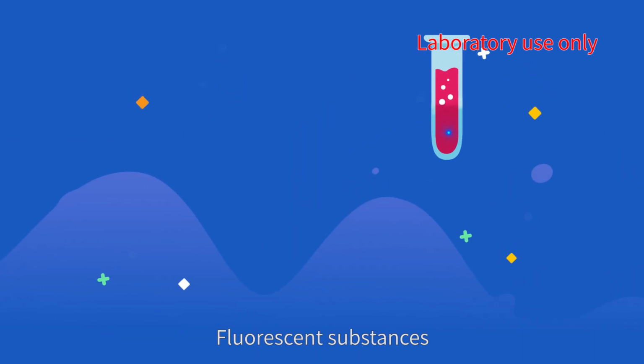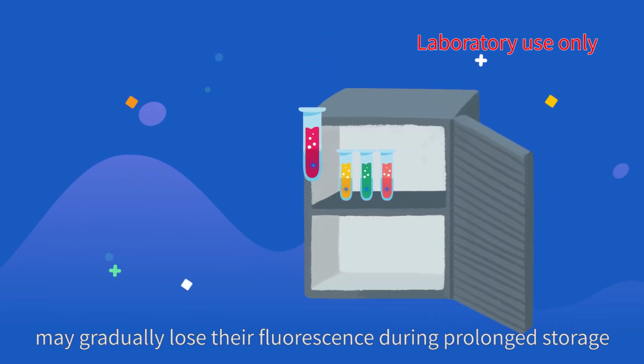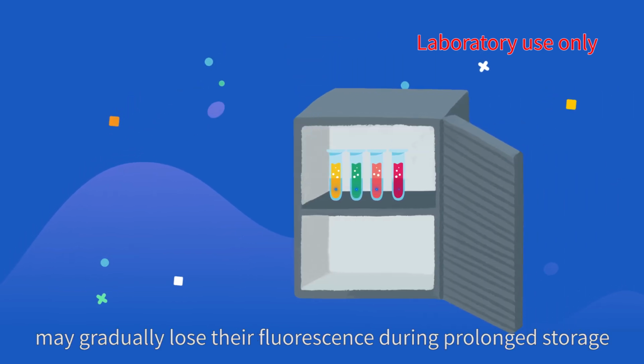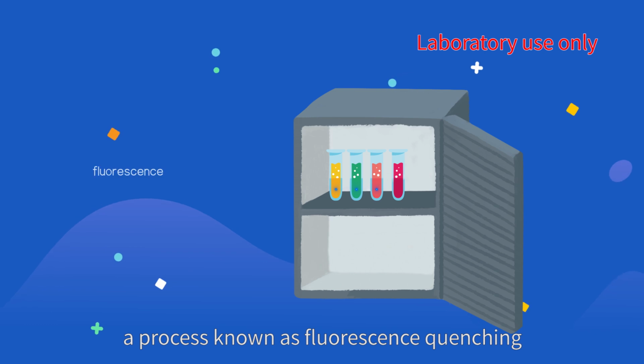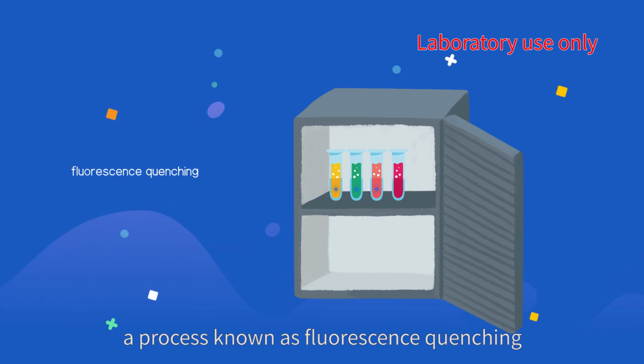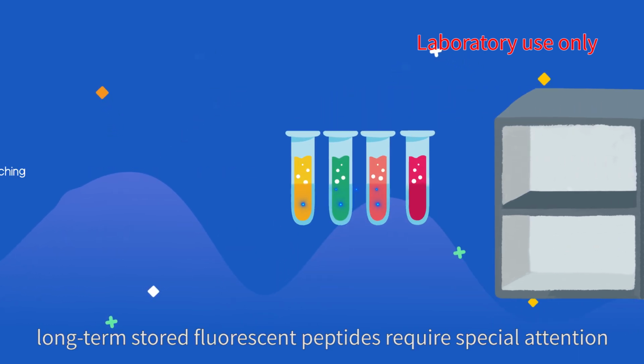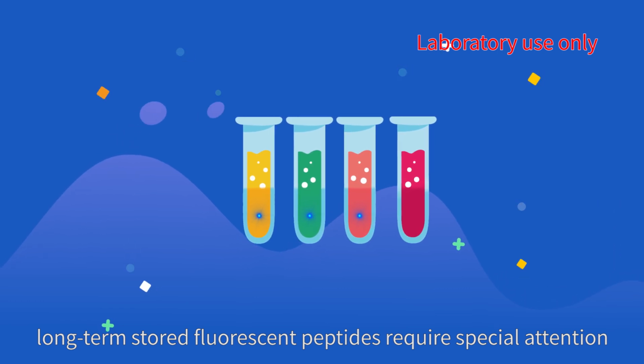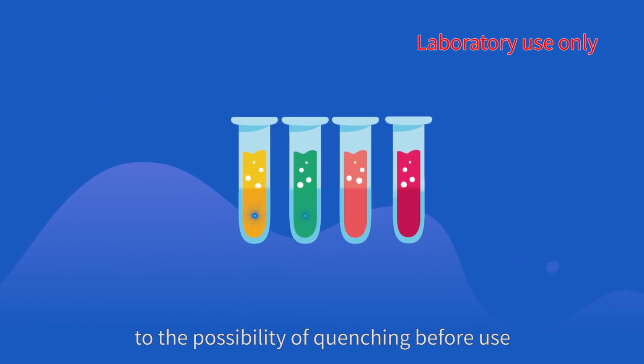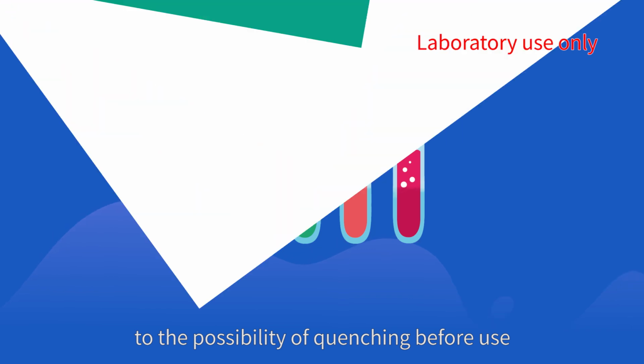In addition, fluorescent substances may gradually lose their fluorescence during prolonged storage, a process known as fluorescence quenching. Therefore, long-term stored fluorescent peptides require special attention to the possibility of quenching before use.